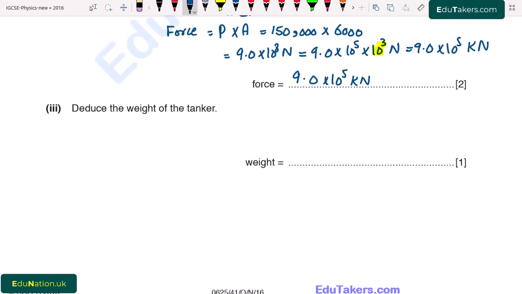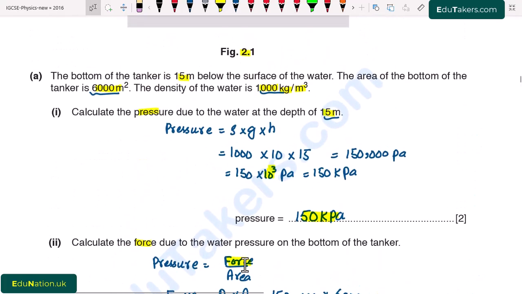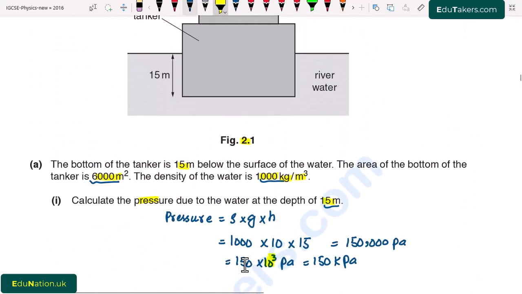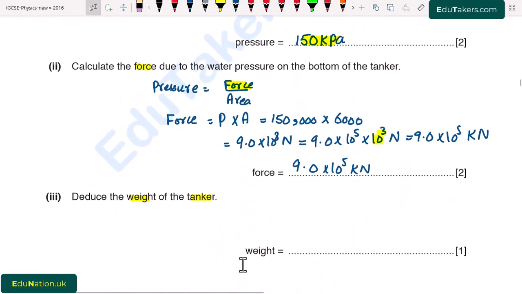Next, part 3. Deduce the weight of the tanker. So here we have to find out the weight of tank, as it is given that the weight of this tank is acting in downward direction, and there is a force that is exerted due to the water that we calculated in part 2. It is acting in upward direction. So both of these are equal. It simply means that the weight of the tanker will be equal to the force due to the water pressure on the bottom of tanker.